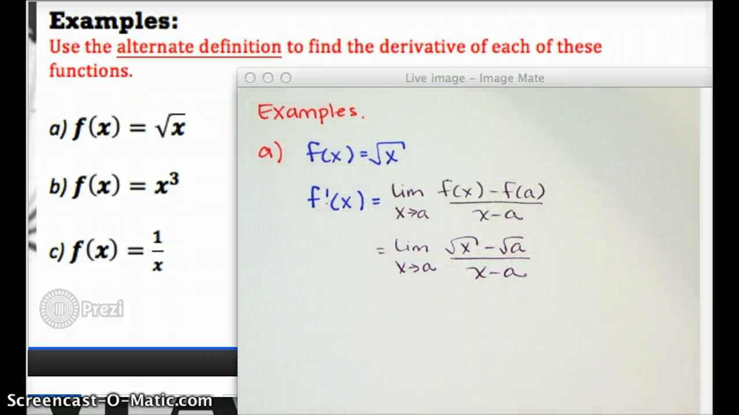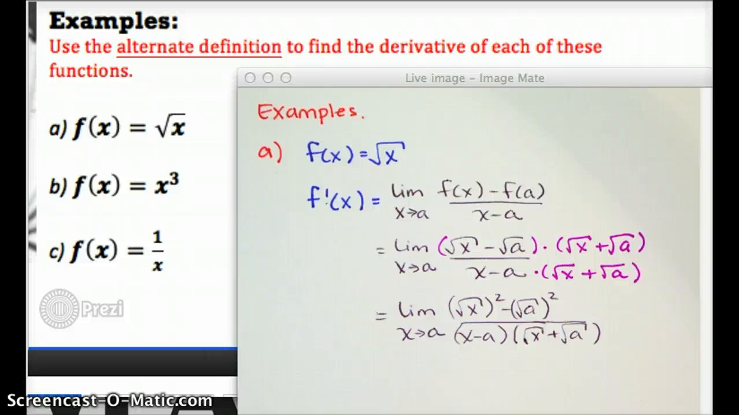A conjugate is the next step. And when I FOIL out the top, I get the limit as x approaches a of the square root of x squared minus the square root of a squared, all over x minus a. Remember to put your parentheses around the first binomial, and it's being multiplied times the square root of x plus the square root of a.